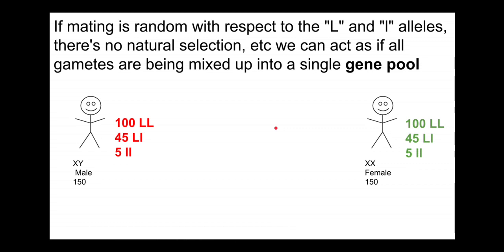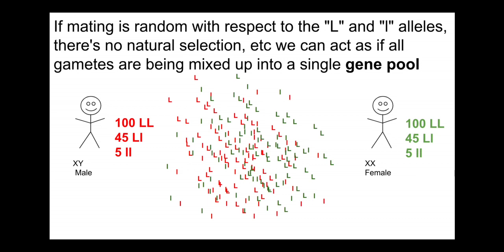And again, if selection is not acting on these alleles, if all evolutionary processes are stopped, we can act as if they are just tossing all of their gametes into a theoretical gene pool, and that sperm are going to swim around and randomly mate with eggs. Now, the frequency of matings, the types of pairings that are going to result in diploid genotypes, is going to depend on the frequencies of each allele in the gene pool.